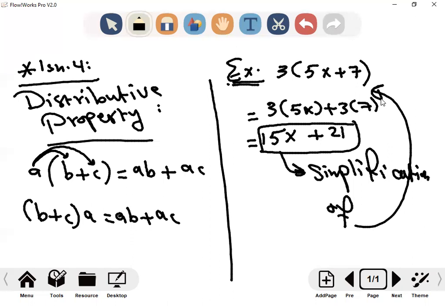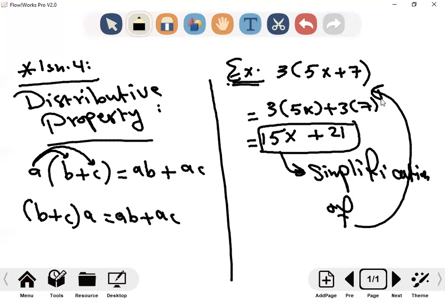3 books and 5 pencils. Can you say I have 8 pencils or 8 books? No, because they are unlike. We have books, we have pencils. Each one is alone, right? Here also we have 7 and 5x, so we cannot add them.